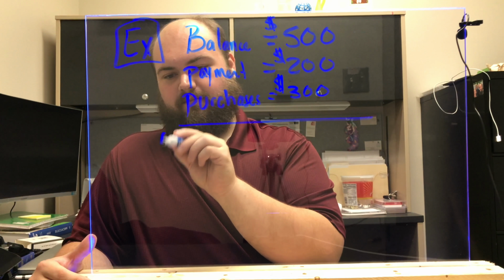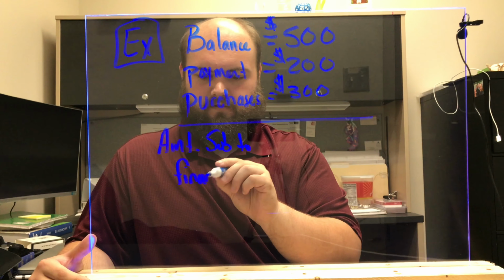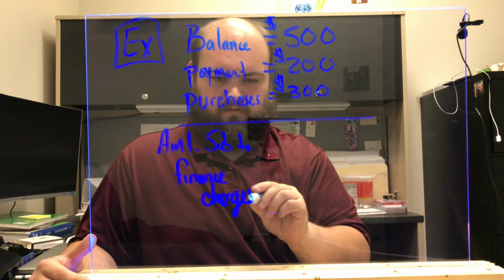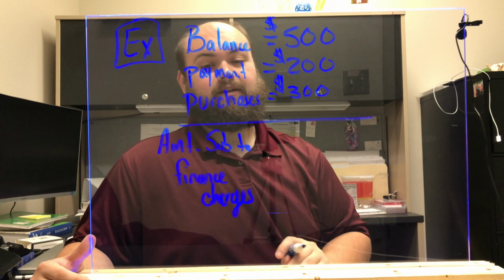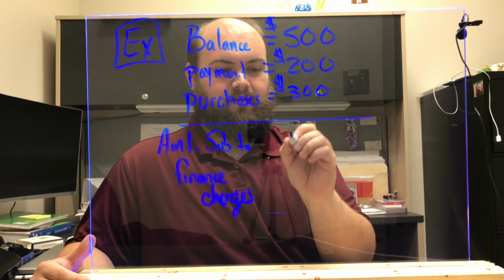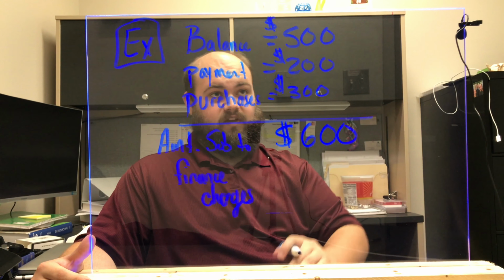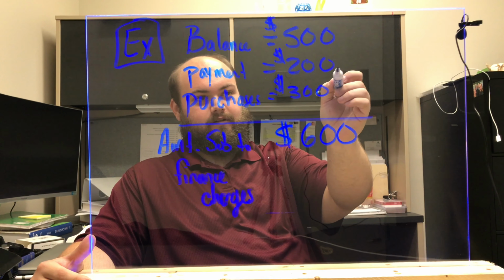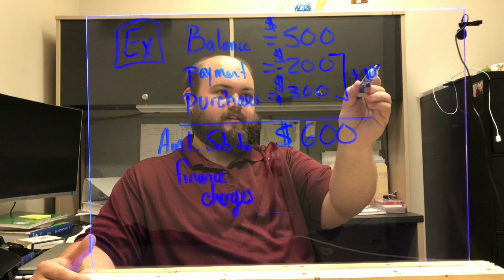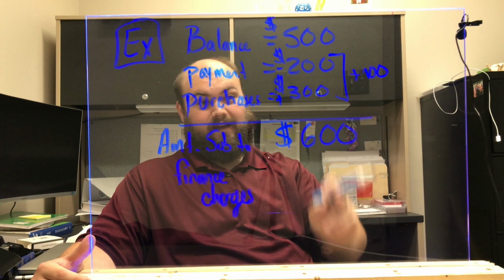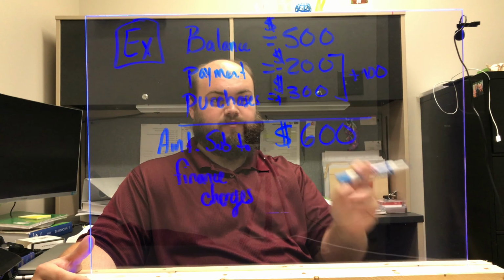So we need to figure out what is the amount subject to finance charges. That amount is going to be the previous balance minus the payments plus the purchases, so it's going to be $600. Because if you think about it, 500 minus 200 plus 300 leaves us with a net of $100 gained. We made more purchases than we paid, so we've got $600 that is going to be subject to those finance charges.